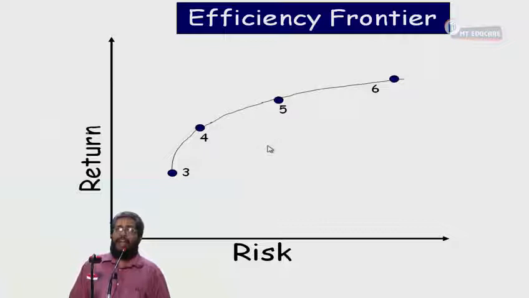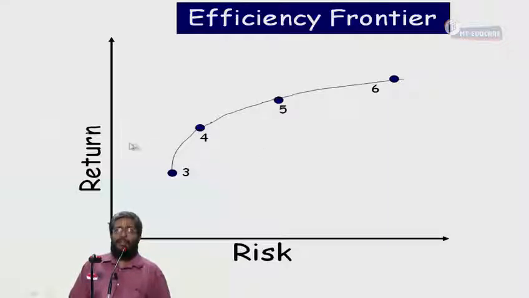Okay. Suppose there's a share Z, which gives a point here. That means Z gives, for this risk, so much return. Tell me, is Z a good portfolio or a bad portfolio? Bad portfolio, because for this risk, this one is giving you what?